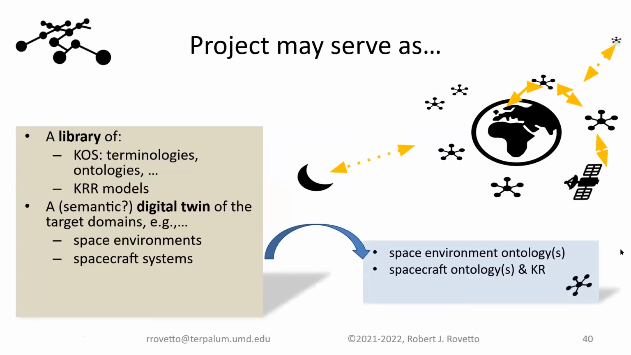Now, in general, the project may serve as a library of knowledge organization systems or models, knowledge representation and reasoning models for the space topics of interest, as well as, in contemporary terms, maybe a digital twin. So we hear the phrase digital twin being talked about often. So this may be a semantic digital twin of sorts for things like the space environments and spacecraft systems.